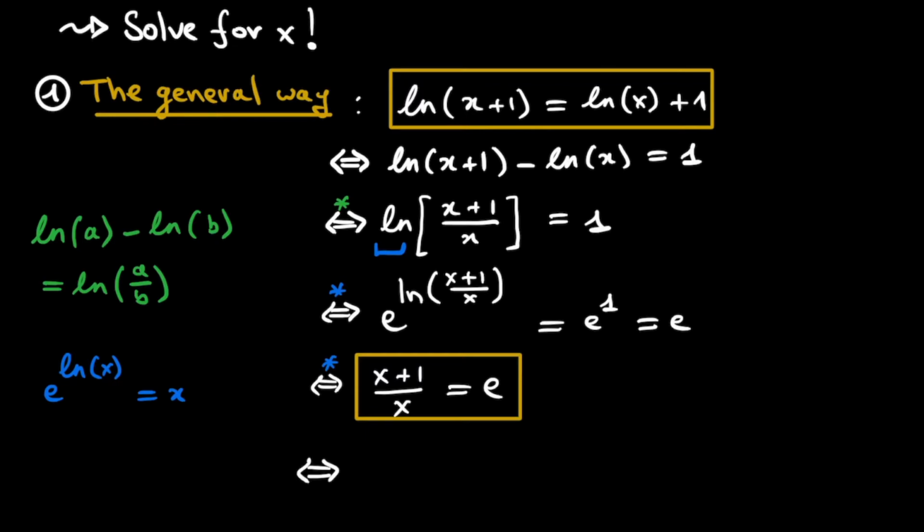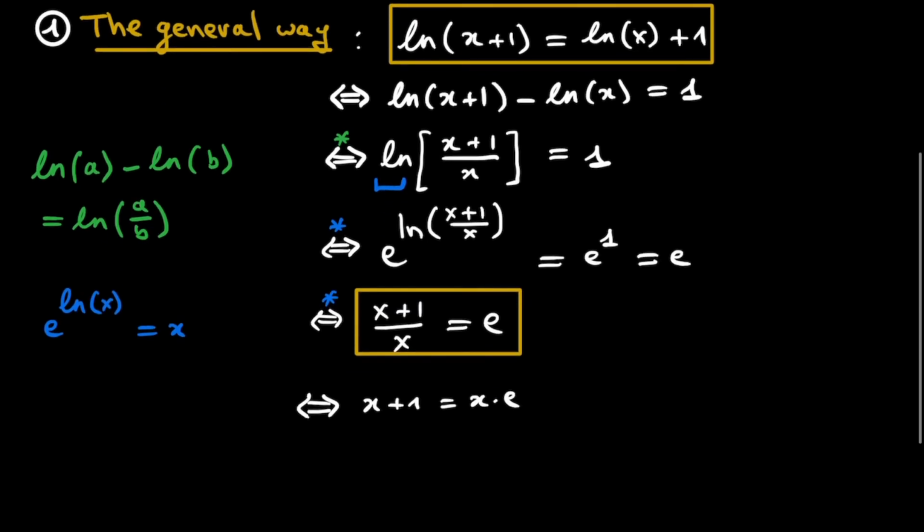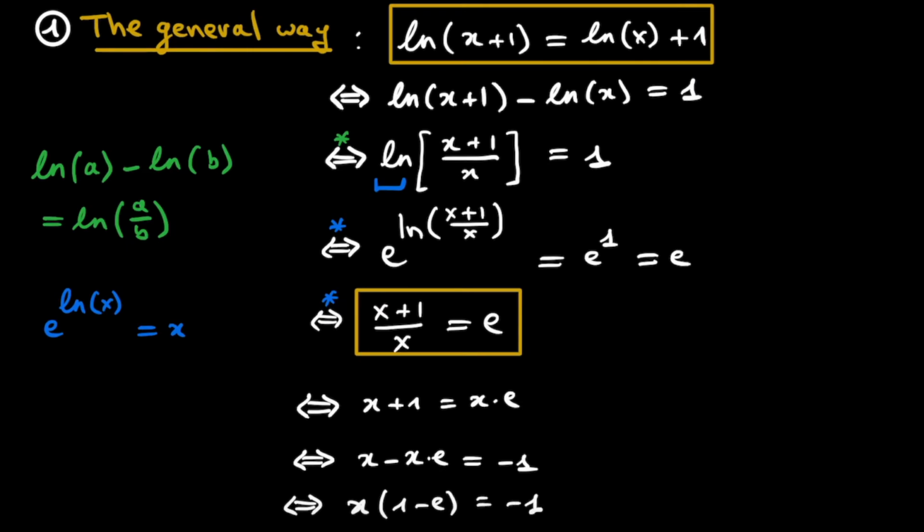So we can rewrite this as x plus 1 being equal to x multiplied by e. We can rewrite this even further, such that x minus x times e is equal to minus 1. Or we can now isolate x such that we have x times 1 minus e is equal to minus 1. And this directly gives us the result that x is equal to 1 over e minus 1. And we've already found our result for this logarithmic equation.